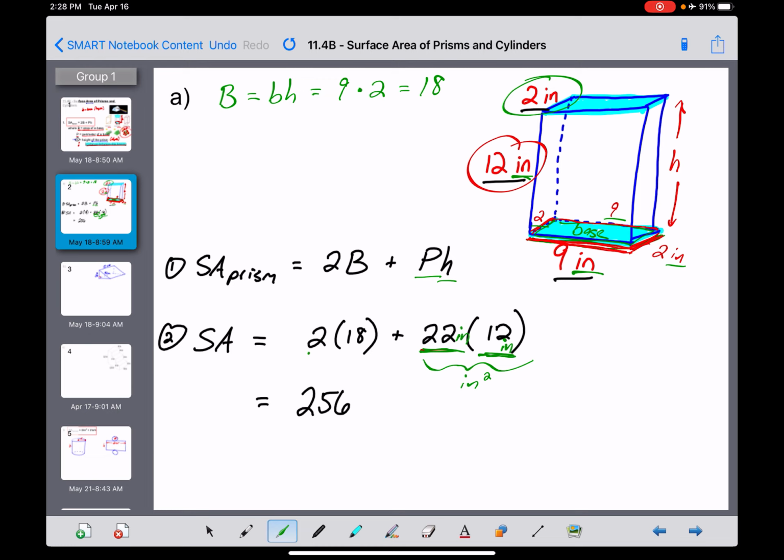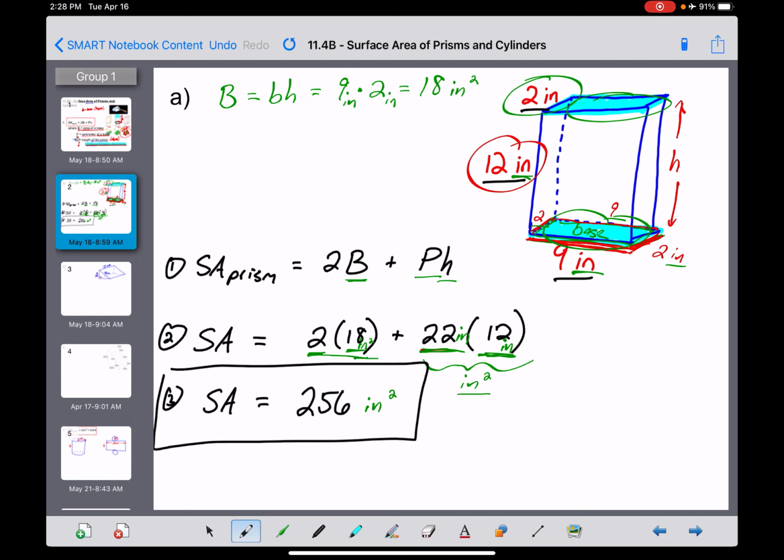How about over here? The 2 that we have in front isn't measuring anything. We only put a 2 there because this polygon has 2 bases. But the 18 right there represented the area of that base. This was 9 inches times 2 inches, so the area was 18 square inches. So 2 times 18 square inches is going to get you 36 square inches. And when you're adding, nothing changes. Square inches plus square inches gets you square inches for the surface area here. So that was step 3, and boom, that problem is done.